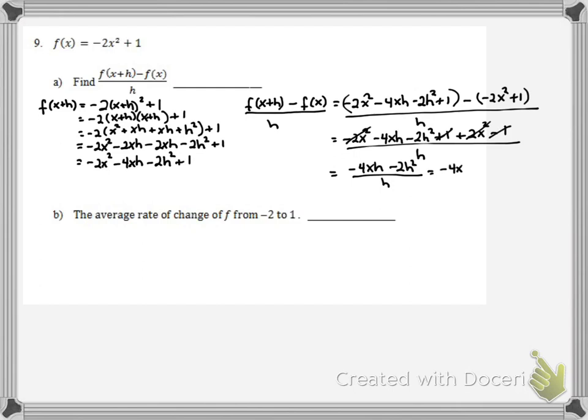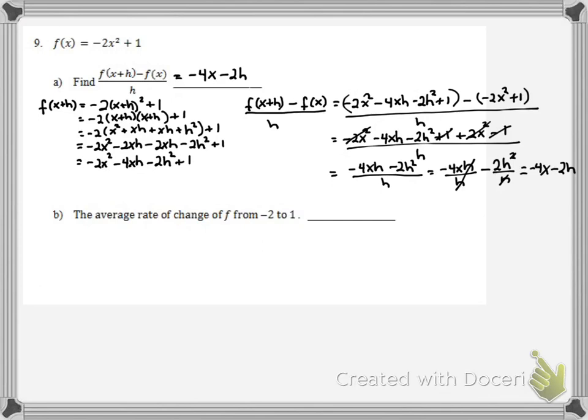If you will break it into two fractions before you do your canceling, you are not going to make a canceling mistake. So notice here the h's cancel. Here only one of the h's cancels. So what we're left with is minus 4x minus 2h. So let me come and write this in here. This was equal to minus 4x minus 2h, right? Yes, minus 4x minus 2h.